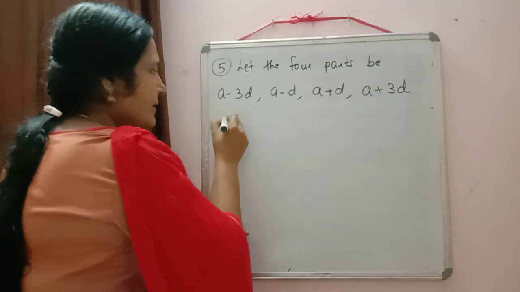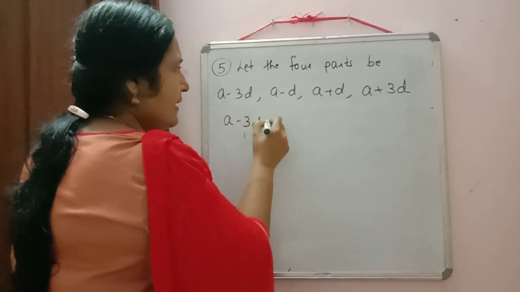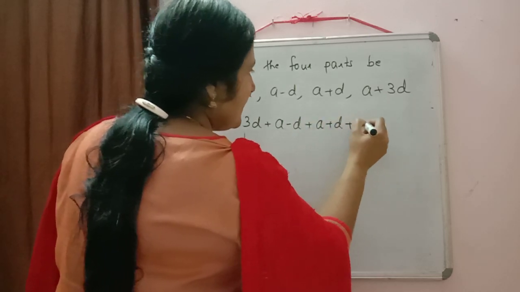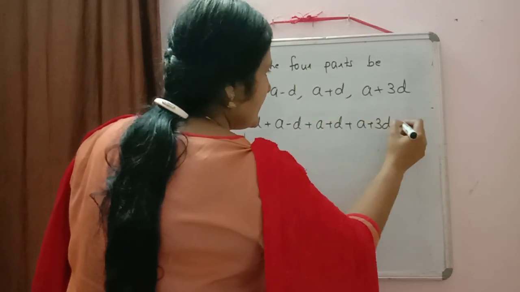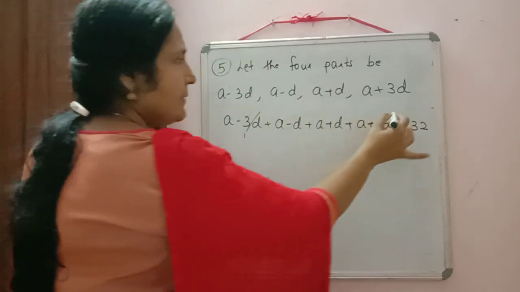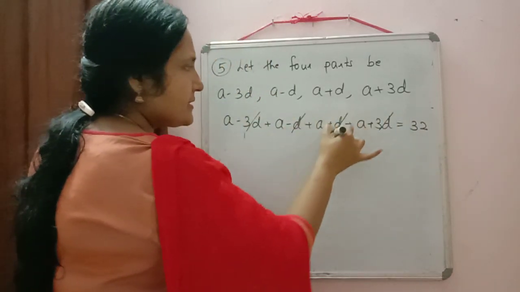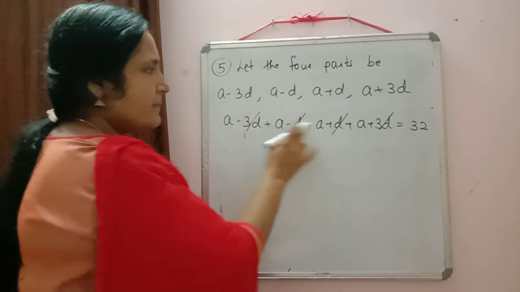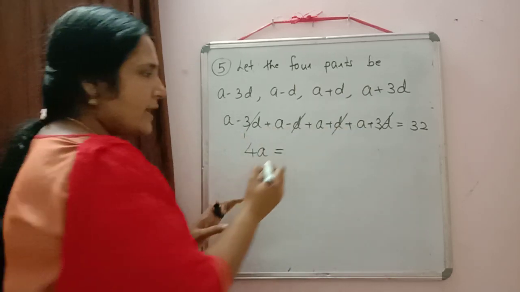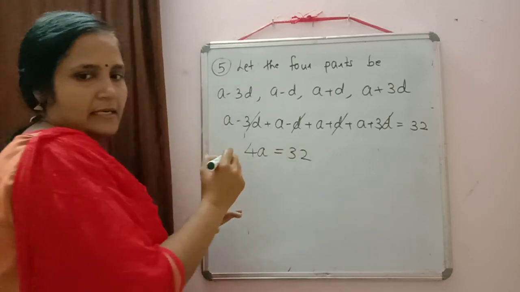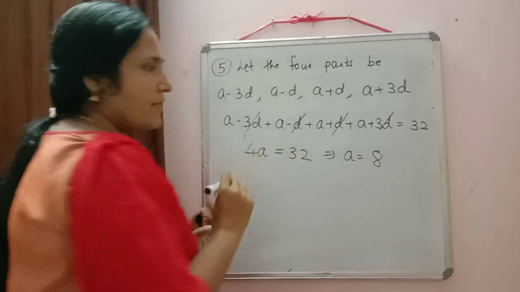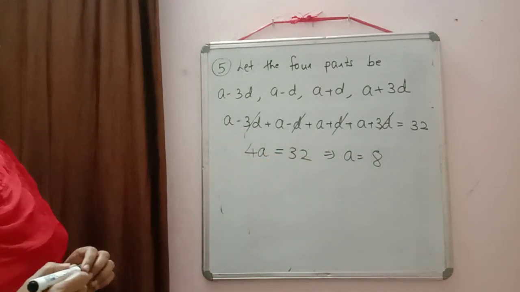So we will write A minus 3D plus A minus D plus A plus D plus A plus 3D is equal to 32. Here minus 3D plus 3D will get cancelled, minus D plus D will get cancelled. A plus A, 4 times. So that will be 4A is equal to 32. So we will get A is equal to 8. So from here we got the value of A.